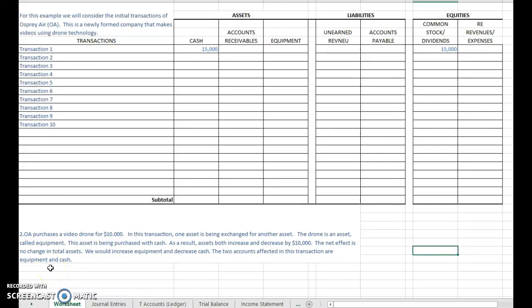OA purchases a video drone for $10,000. In this transaction, one asset is being exchanged for another asset. The drone is an asset called equipment. The asset is being purchased with cash. As a result, assets both increase and decrease by $10,000. The net effect is no change in total assets. We would increase equipment and decrease cash. The two accounts affected in this transaction are equipment and cash.